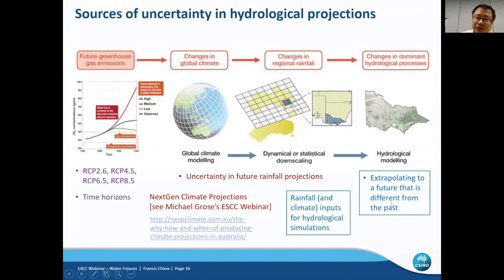And the second bit is really how we go about extrapolating our models to predict a future that will be very different from what we've seen in the past, given that we're using a lot of past information to develop our model.